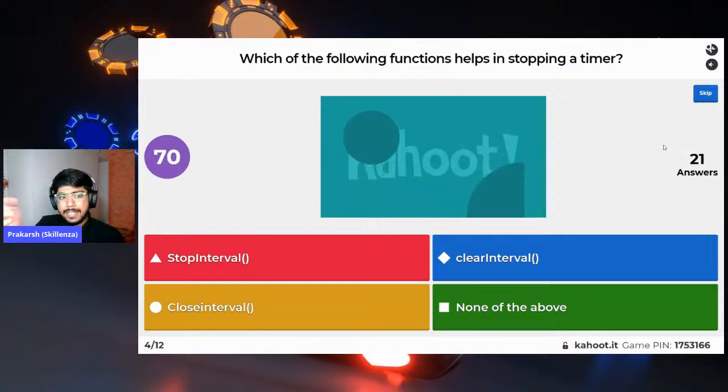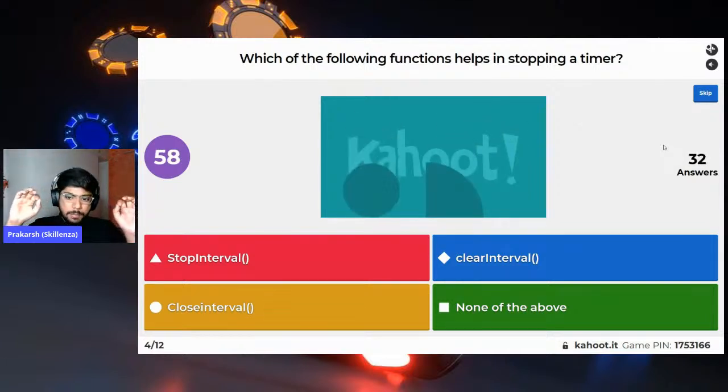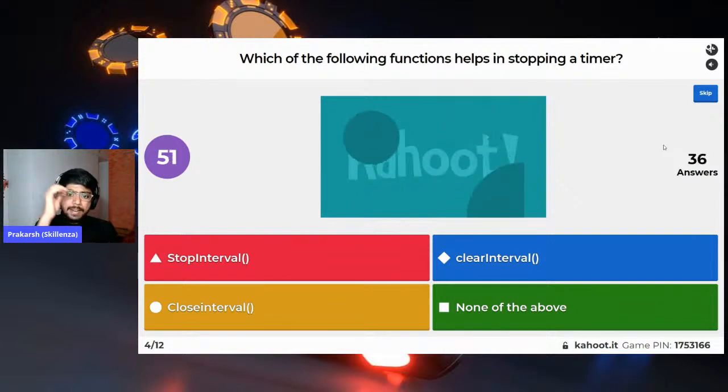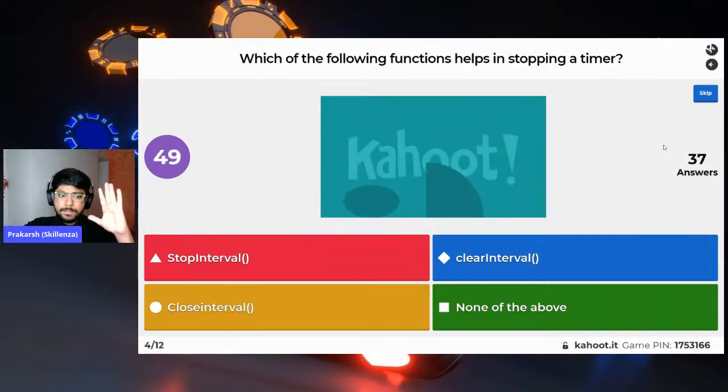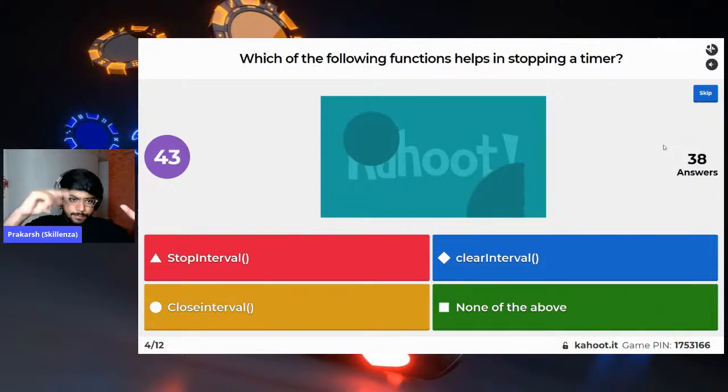If I say it looks yellow to me, but I know some friends who are going to watch the video and say it's some shade of yellow. So some shade of yellow, clear interval wire or none of the above. Which wire should be cut to stop the timer? Ticking bomb. 50 seconds left. Mission impossible, guys. You are either Ethan Hunt or Ethan Huntress.